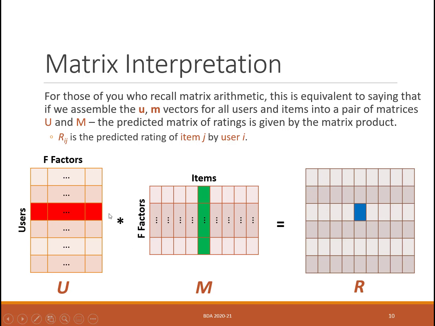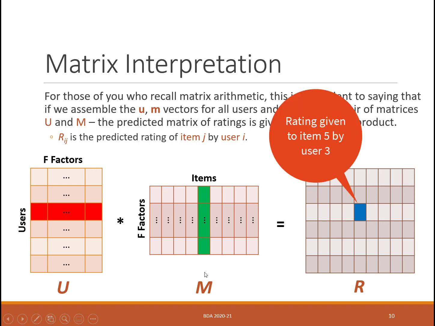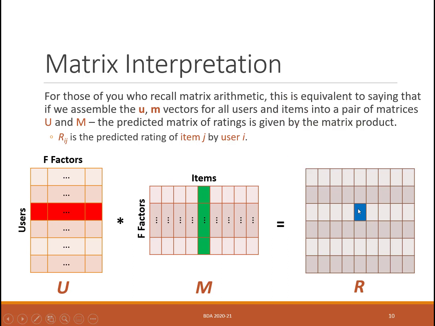For instance, here we have matrices U and M for a platform including 6 users and 9 items. If the vector number 3 in U is multiplied by the vector number 5 in M, the result is a single number in R, which is highlighted in blue. This number represents the predicted rating of item 5 by user 3. In the same manner, we can obtain the predicted ratings for all users and items.